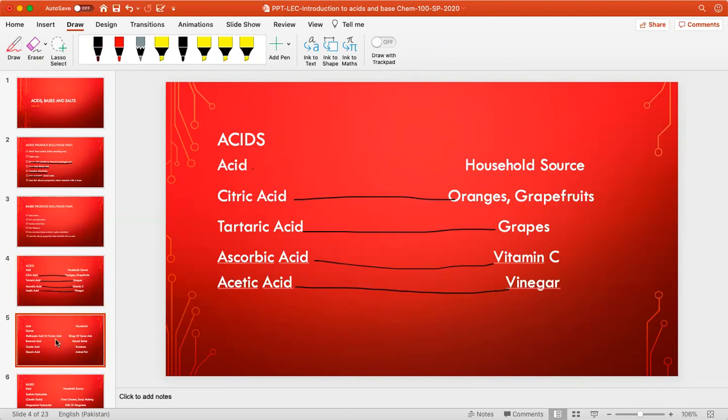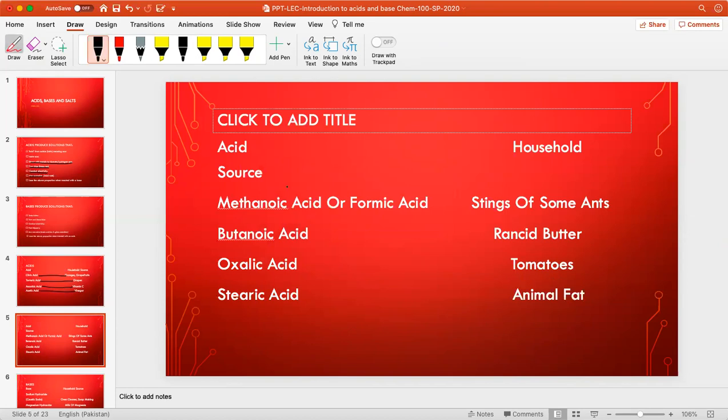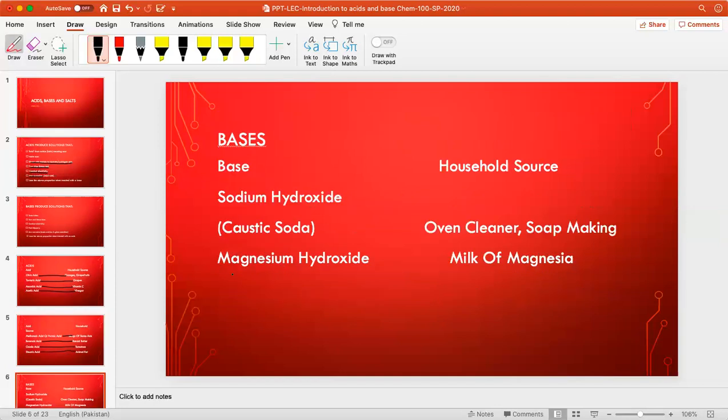Next, we move to other sources. For example, methanoic acid or formic acid is present in the stings of some ants. Butyric acid is in rancid butter. Oxalic acid is present in tomatoes, and stearic acid is present in animal fat. Let's go to the bases. Sodium hydroxide, which is known as caustic soda, is present in oven cleaner and soap making. Magnesium hydroxide is present in milk of magnesia.